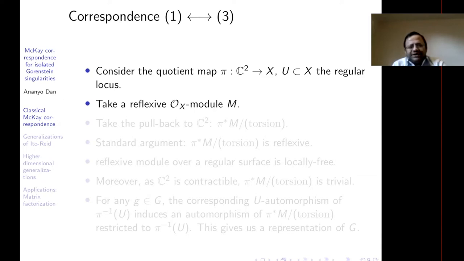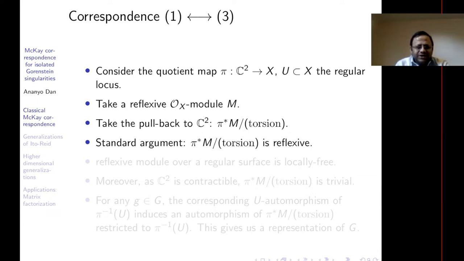So we start with a reflexive module on X. Let's call this reflexive module M. Now, if you pull it back to C2 and mod out by the torsion, by a standard argument, we can check that this is reflexive. The standard argument is that you look at the torsion-free sheaf, you look at the short exact sequence which goes from the torsion-free sheaf to the reflexive hull, and then you take the quotient. And then you can check that the quotient disappears. So this is kind of standard.